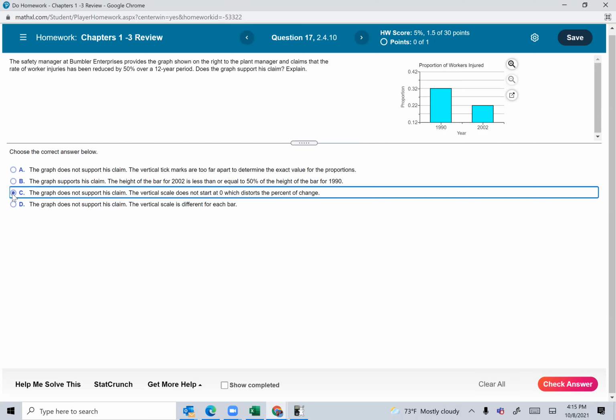So it will be this. The vertical axis doesn't start at 0, and that distorts the percent. You see how people can mislead you in graphs? Now, every graph you look at in a paper or online, guys, check if the corner is 0. If it's not 0, this graph is misleading.